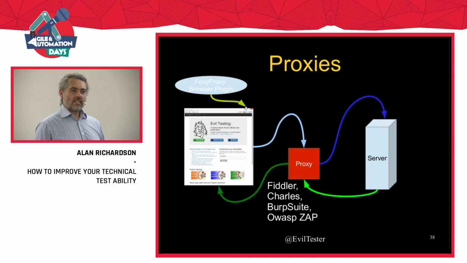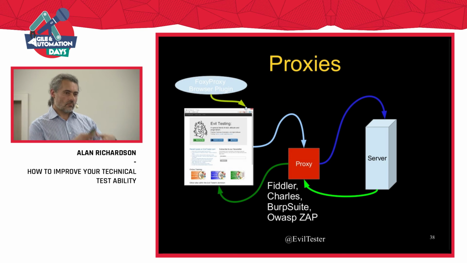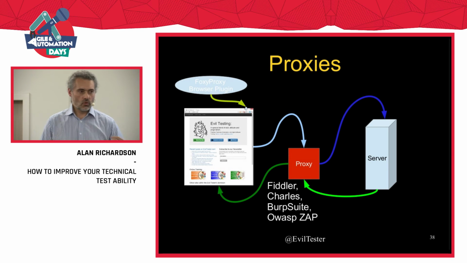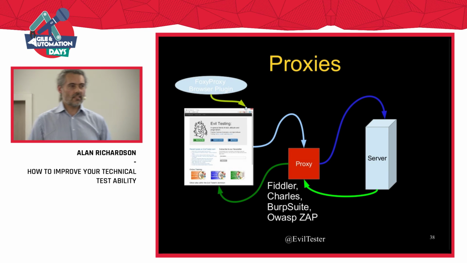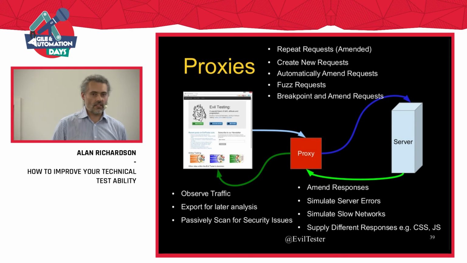Burp Suite and OWASP Zap are essentially security testing tools. All of these tools do something slightly different. Their basic functionality is the same, but the security tools help you go a little bit deeper into the application. So with the proxies, I can observe the traffic going back and forwards. We can export the traffic for later analysis.